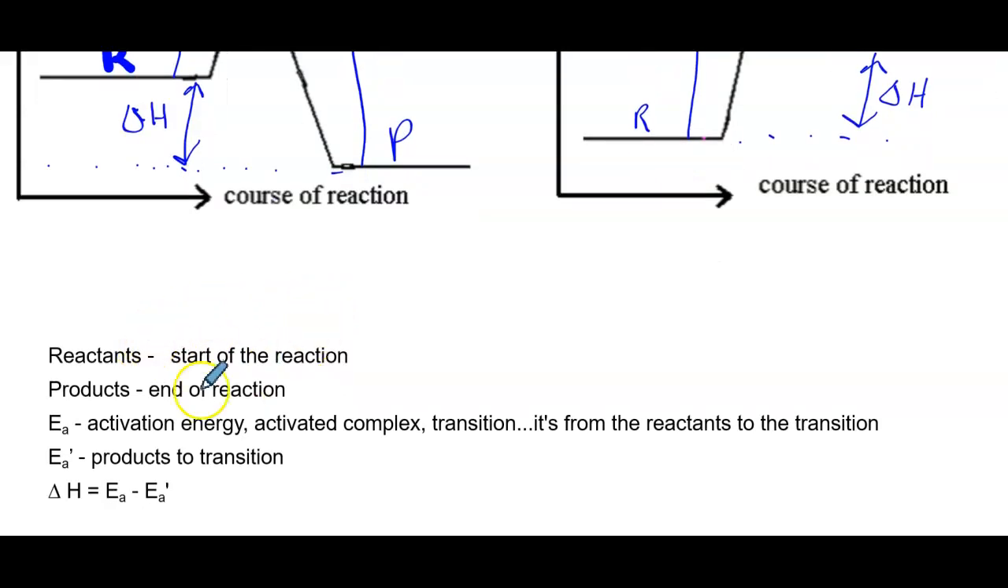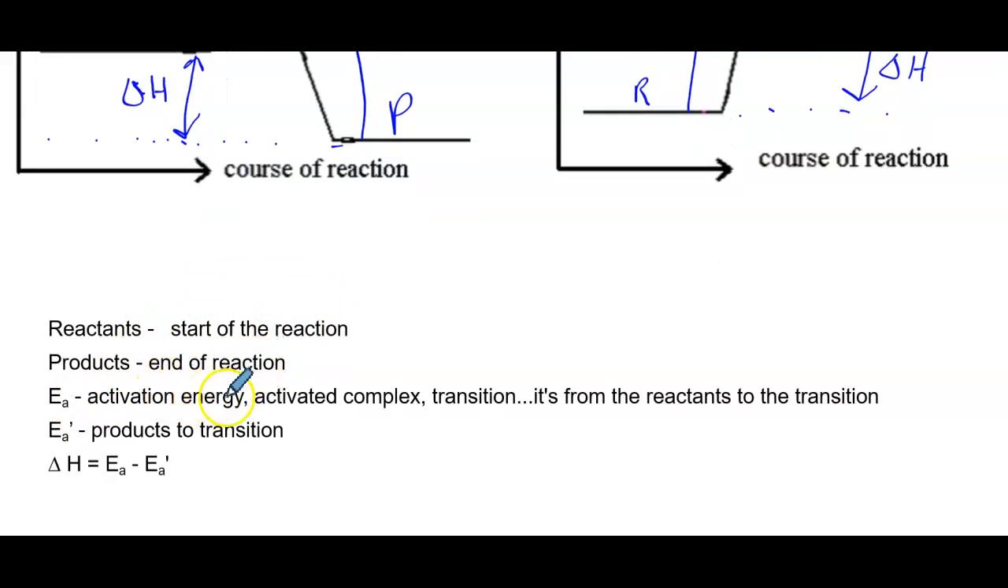Reactants are the start of the reaction, products are the end of the reaction. E sub A is activation energy, also called the activated complex or transition. E sub A prime is the value from the products to the transition, and delta H is E sub A minus E sub A prime. You might want to jot this down in your notes. You will need that memorized.